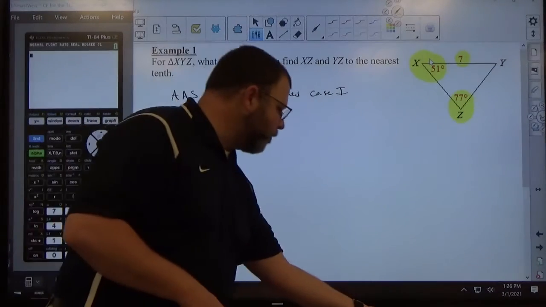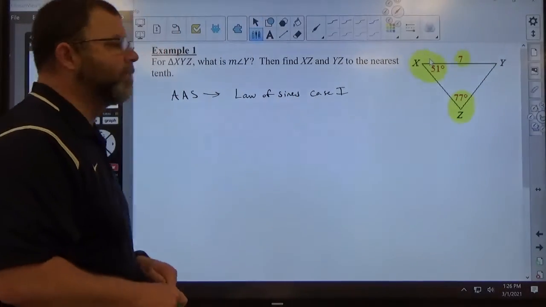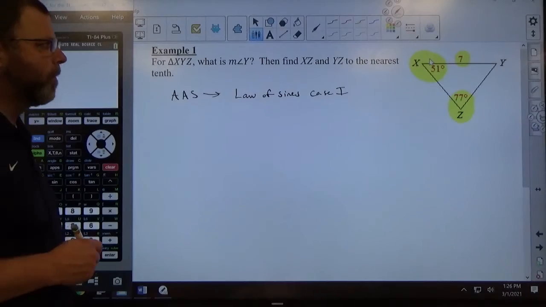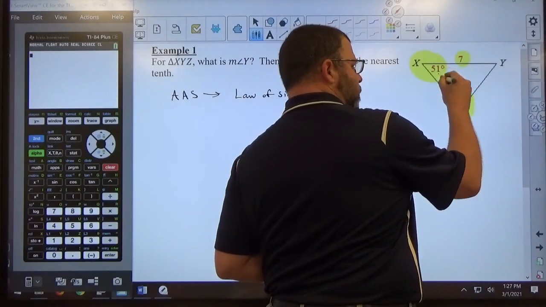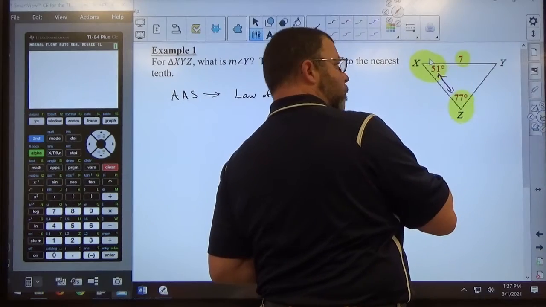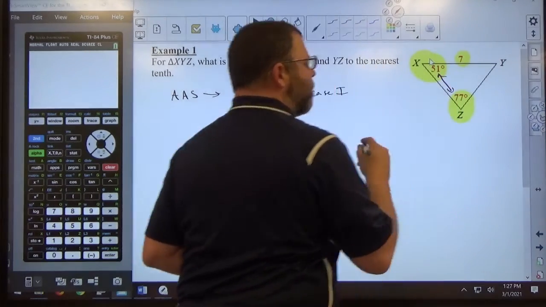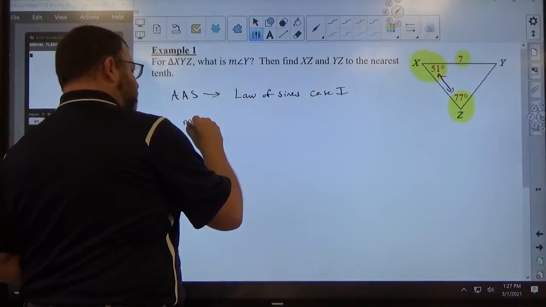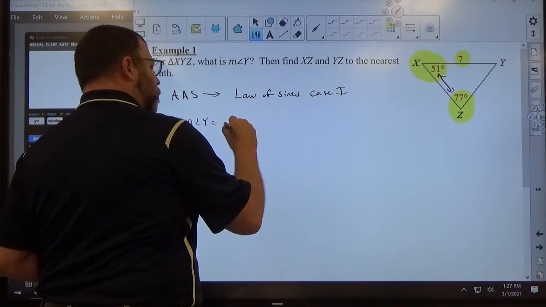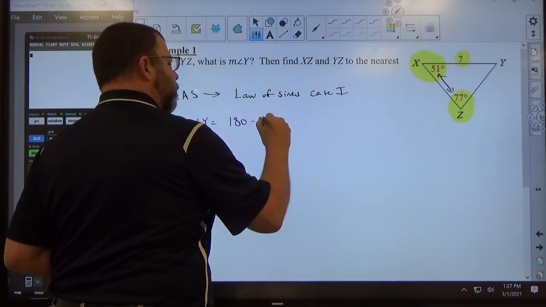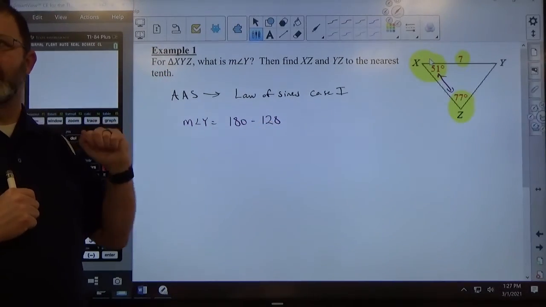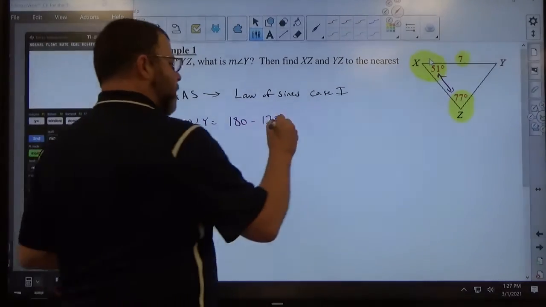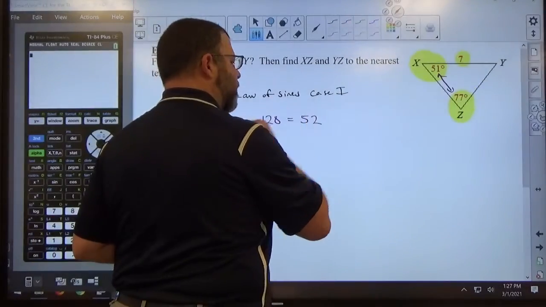Then I'm going to follow the directions on the sheet of paper that says step 1, find the third angle. How much do these add up to? These 2 right here? 128. 128 for those 2, right? So, measure of angle Y is going to equal 180 degrees minus 128 degrees. 180 degrees minus the two angles they gave me. So that's 52 degrees.